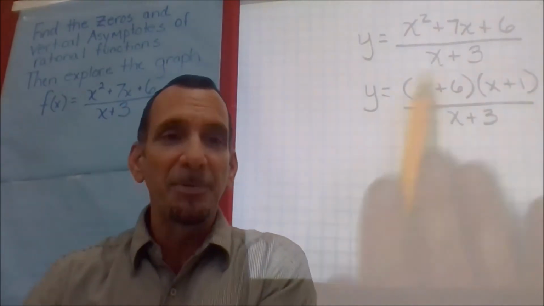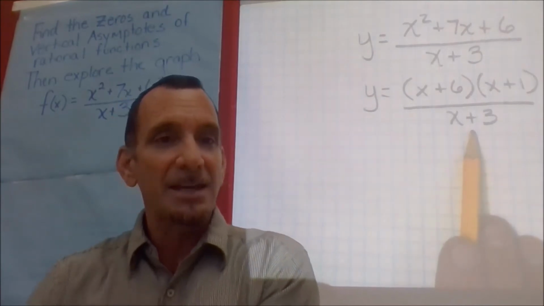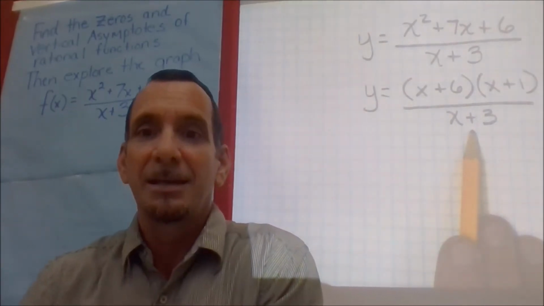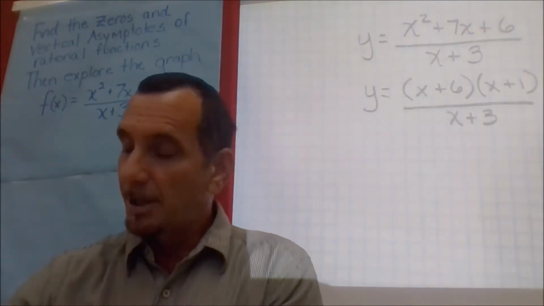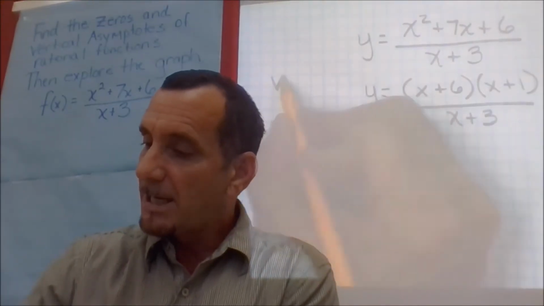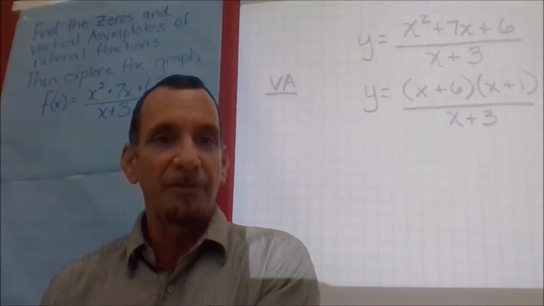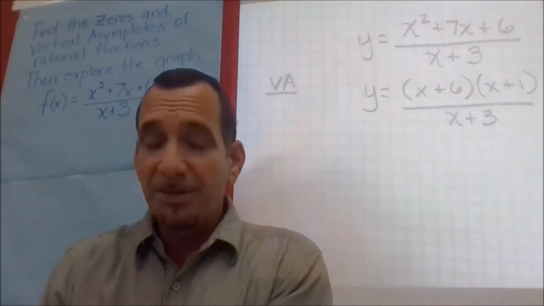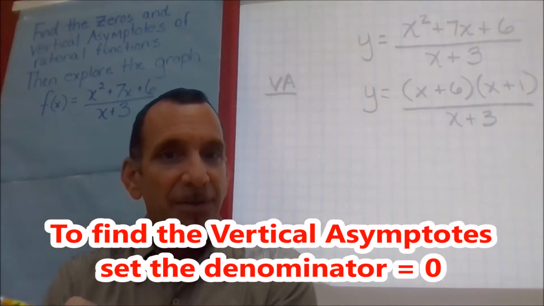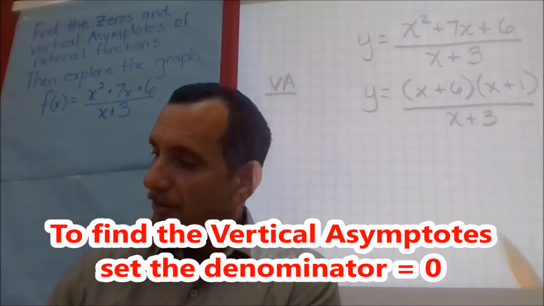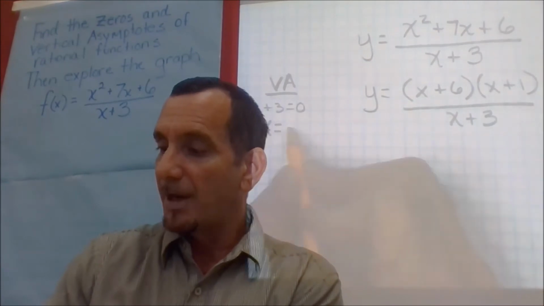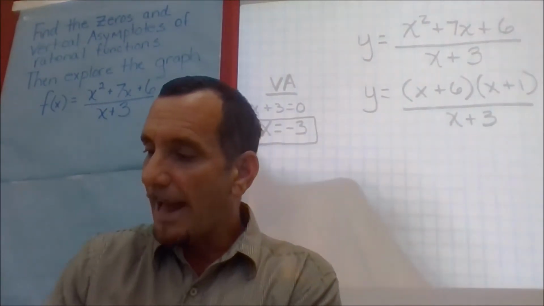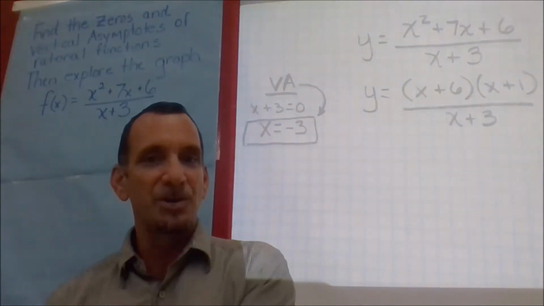When we were simplifying expressions, we knew that x could not be -3 because we could set the denominator to 0. So I'm just going to write VA. VA stands for a vertical asymptote, and to get the vertical asymptote, we're going to set the factors in the denominator to 0. So we have x plus 3 equals 0, and of course x equals -3. This is the vertical asymptote of our rational function.